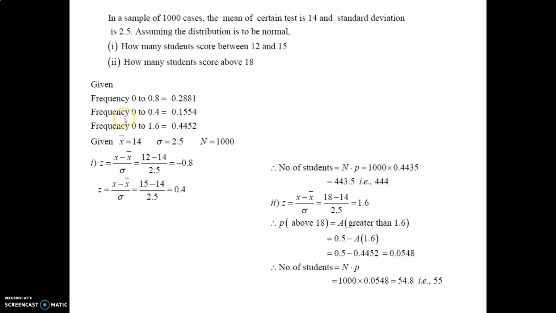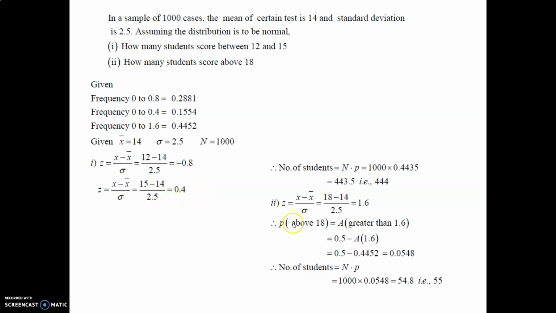We have the frequencies: 0 to 0.8 is 0.2881, 0 to 0.4 is 0.1554, 0 to 1.6 is 0.4452. X bar is 14, sigma is 2.5, n is equal to 1000. First, z is equal to x minus x bar upon sigma. 12 minus 14 upon 2.5 is minus 0.8. Z score is x minus x bar upon sigma, 15 minus 14 upon 2.5 is 0.4.